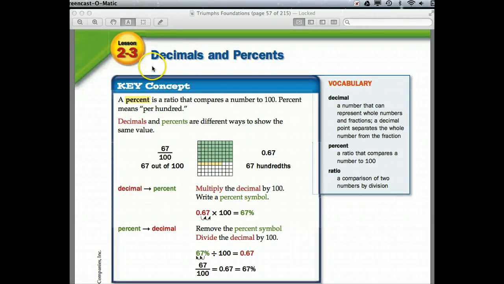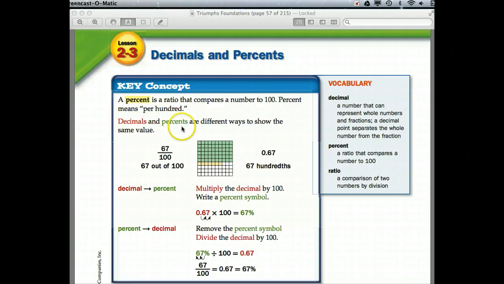Now it's time to begin Lesson 2-3 on decimals and percents. Now, these are vocabulary words: decimal, percent, and ratio. And today we're going to learn how to write decimals as percents and write percents as decimals. Now, a percent is simply a ratio that compares a number to 100. And the word percent means per hundred.